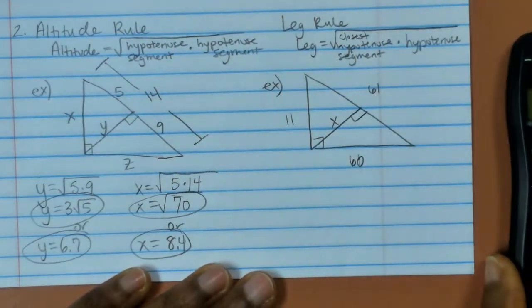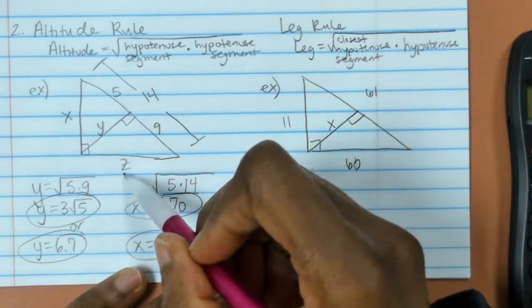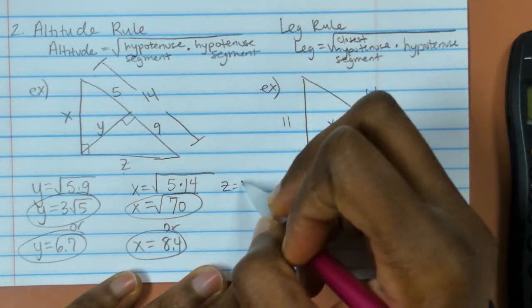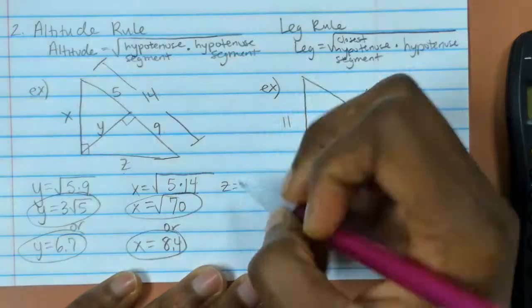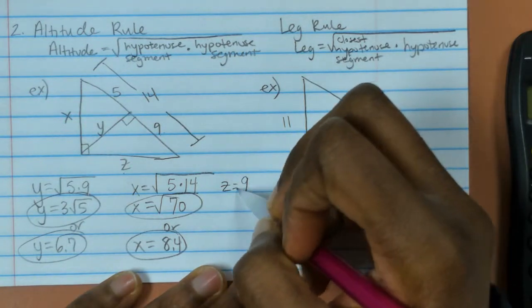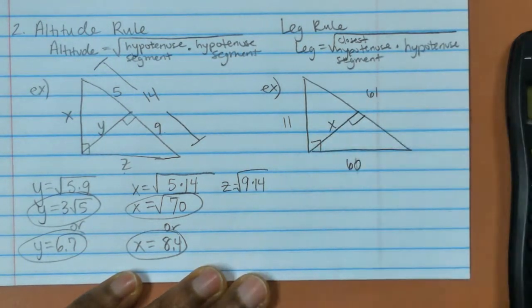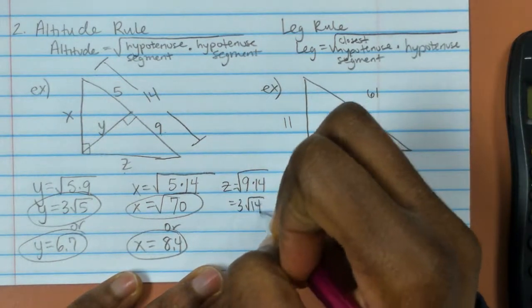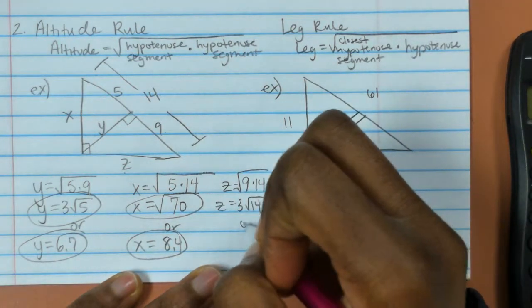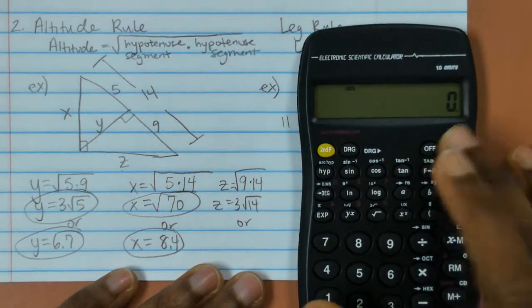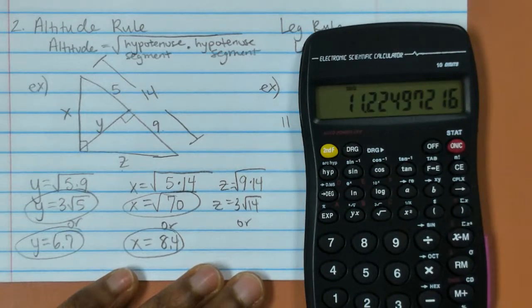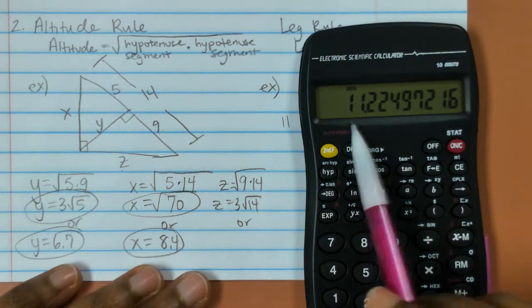Okay, and then for z, z is a leg closest to this hypotenuse segment. So for z, we would use the closest piece, so 9, and the whole thing. Oops, forgot my radical. 9 is a perfect square, so I can make this 3 radical 14. Or I could evaluate that in my calculator, so 14 radical times 3, or 3 times radical 14. Because it's multiplication, the order doesn't matter. 11.2.